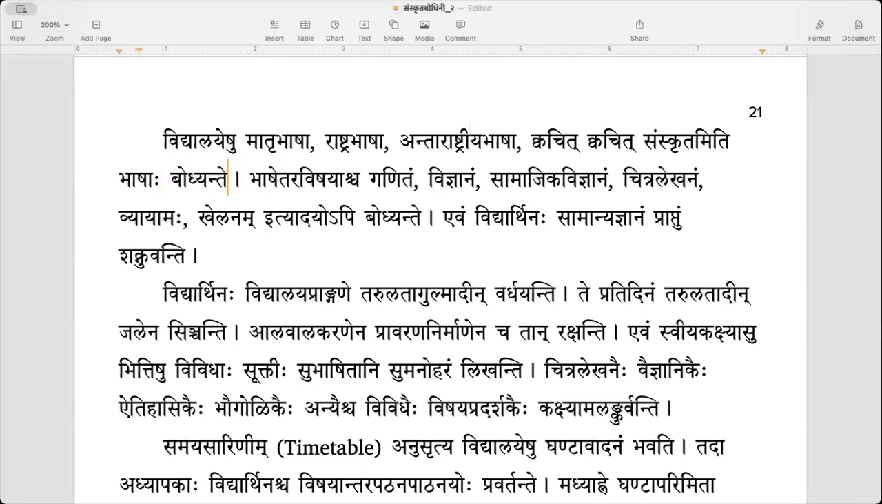Bhashat bhashe tare vishayascha ganitam vigyanam samajika vigyanam chitra lekanam vyayamaha khelanam ityadiha api bodhayante. So aside from languages, itara vishayaha are other subjects besides bhasha, besides language. Other subjects like mathematics, ganitam, vigyanam is science. Samajika should be social science, maybe. Social science, chitra lekanam is art.